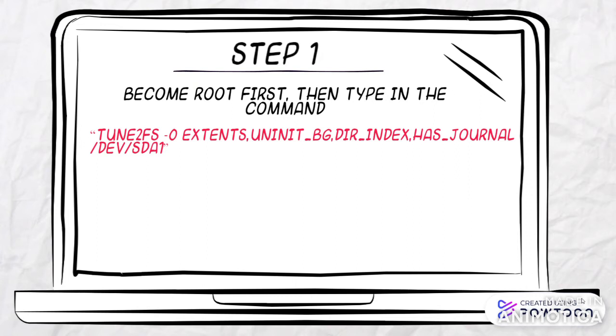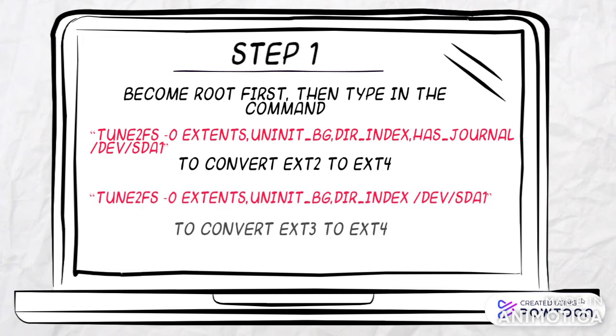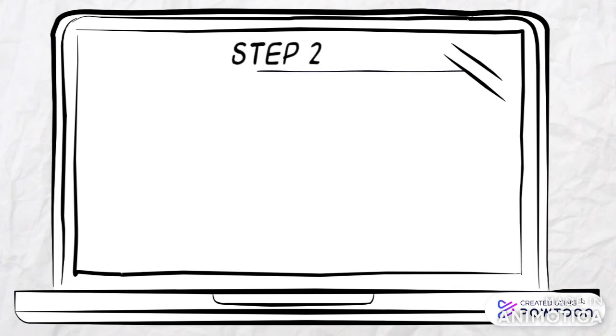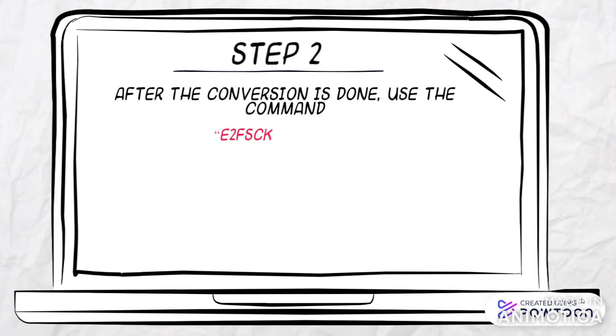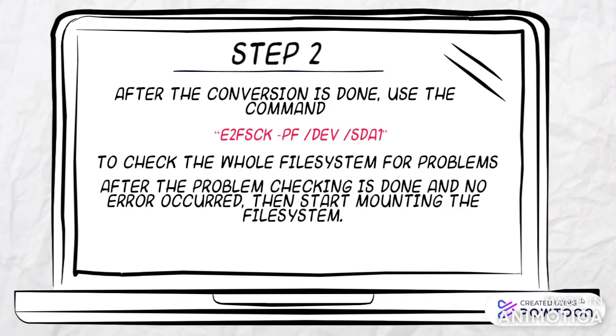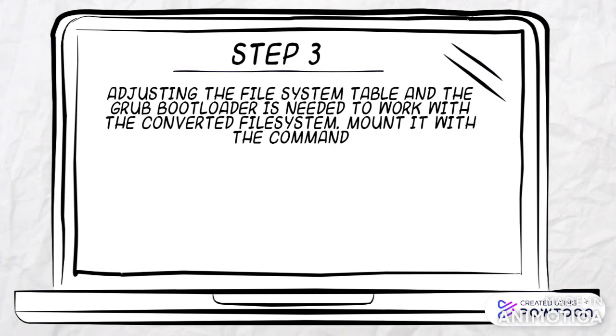There are 2 types of command. The first type is for the conversion of ext2 to ext4 file system, while the second type is for the conversion of ext3 to ext4 file system. After the conversion is done, use the command which I showed in the video to check the whole file system for problems. After the problem checking is done and no error occurs, then start mounting the file system. Adjusting the file system table and the GRUB bootloader is needed to work with the converted file system. Mount it with the command as I showed in the video.